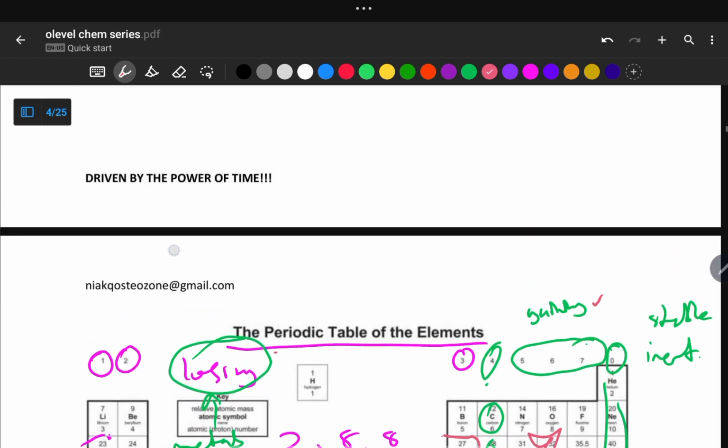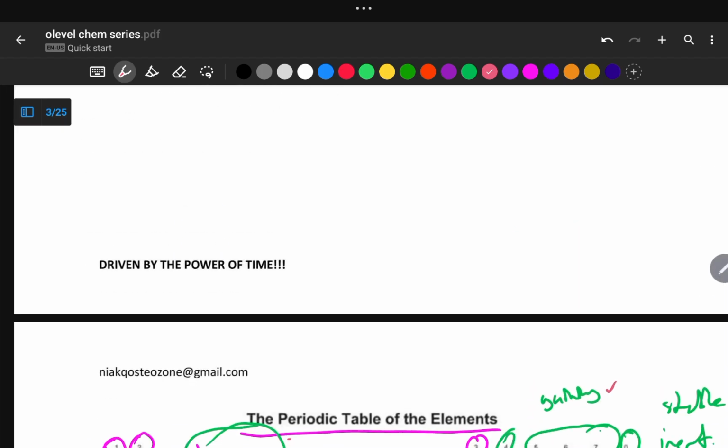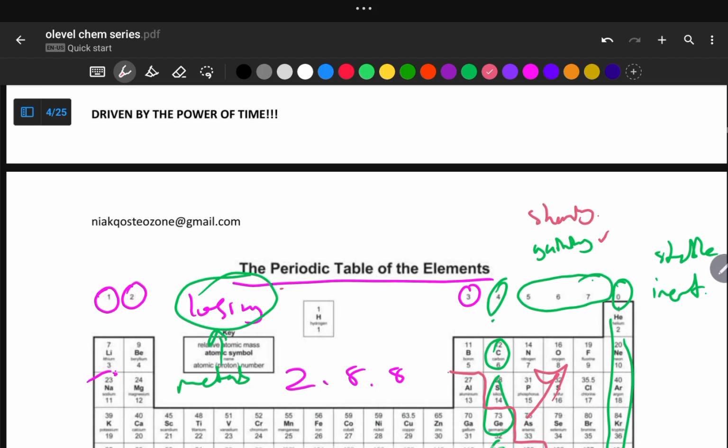So non-metals can also react by sharing electrons. They can share electrons among themselves so that they will have 8 electrons in the outermost shell. Are we together? And then metals only react by losing. It's either they are losing among themselves or they are losing the electrons to the non-metals, but they only react by losing. Are we together? So this is the basis, or the foundation, of chemical bonding.